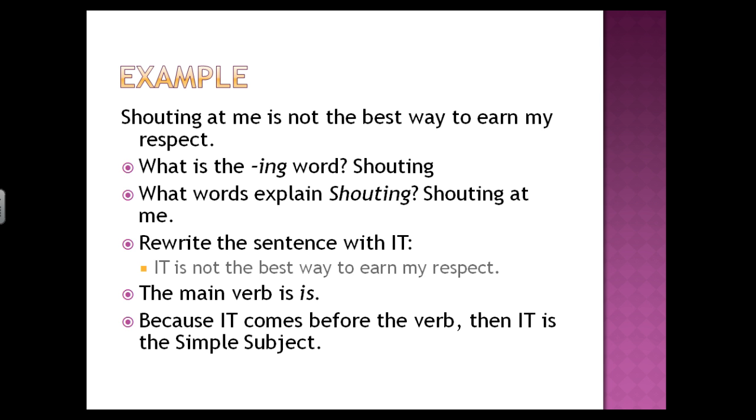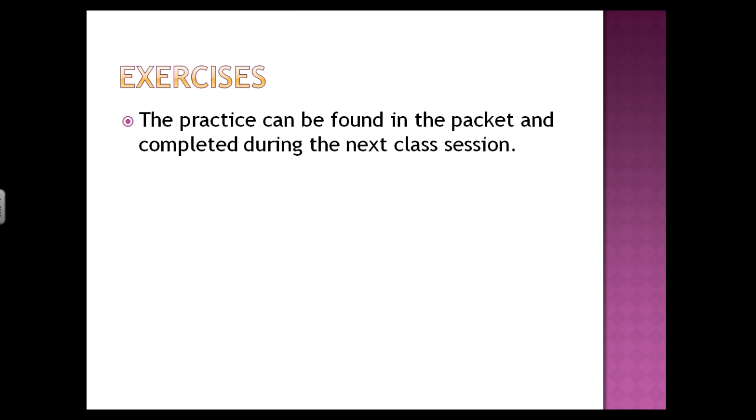It is not the best way to earn my respect. That works. Bear in mind, when using the it test, the sentence will lose some of its detail and specificity. That's all right. We're trying to check for grammar, not for clarity and detail. So we look at that. It is not the best way to earn my respect. Then we have to find the main verb. The main verb in this sentence is going to be is. To earn is actually an infinitive, which we'll talk about in lesson 3. Because it comes before the verb, then it is a simple subject. Or more precisely, if we said what is not the best way to earn my respect? It. Therefore, it's simple subject.